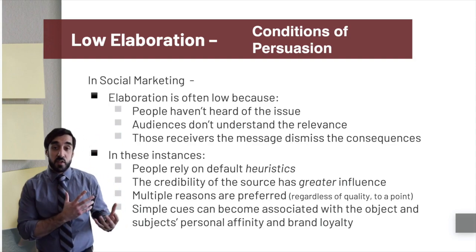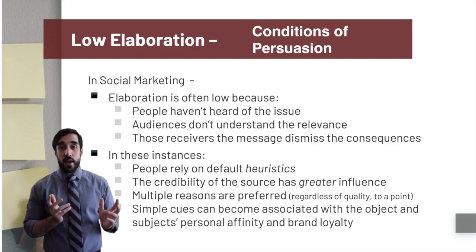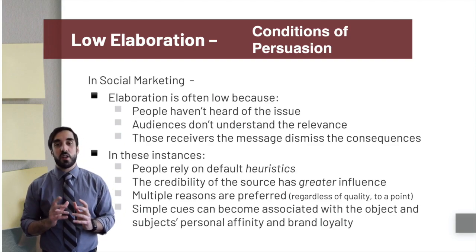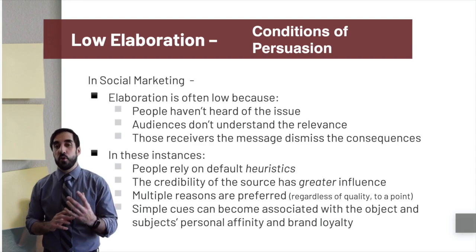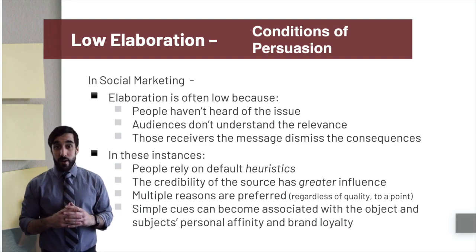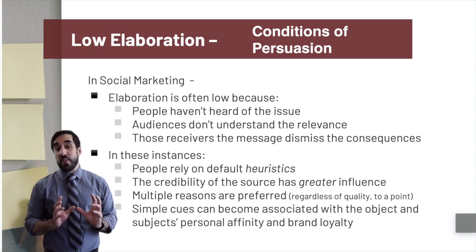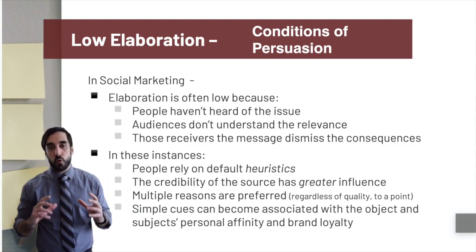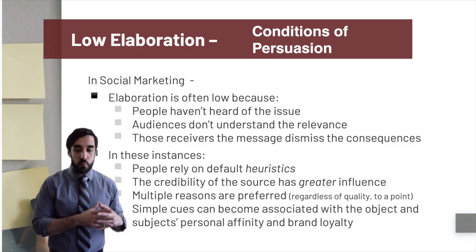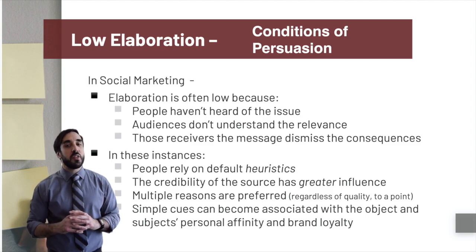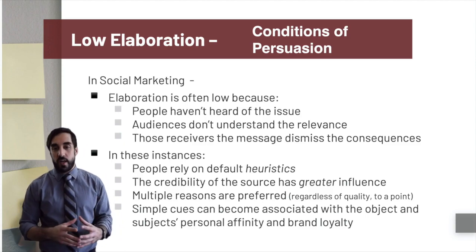The credibility of the source has a greater influence, and so perhaps in that regard, you might see a social marketing campaign choose to use a celebrity so that it creates more source awareness. Additionally, we might think about the way that we could use the benefit of having multiple reasons as opposed to just a single piece of reasoning. And we might also think about the way that simple cues can become associated with the object.